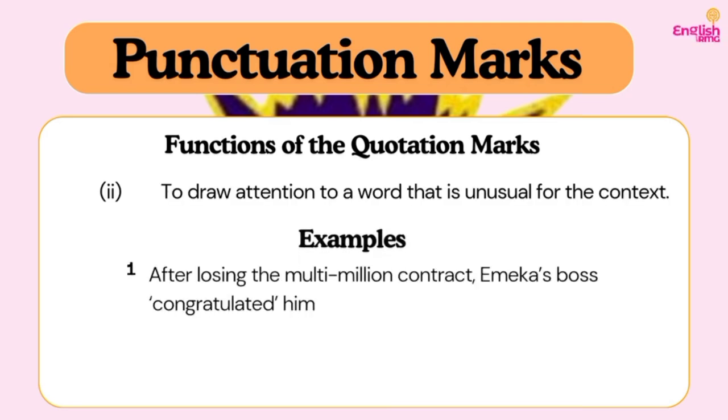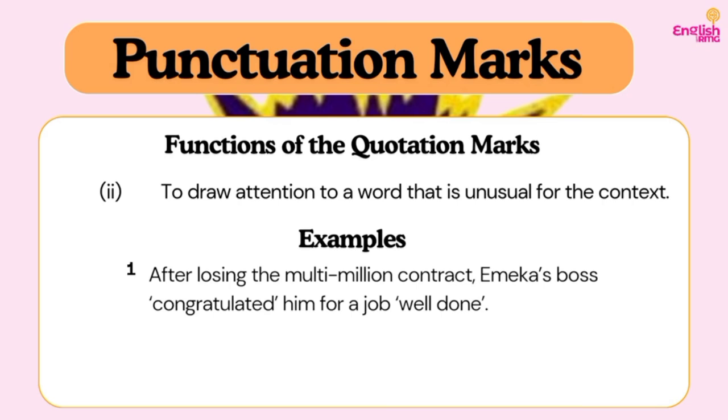So, for example, look at this. We have, after losing the multi-million contract, Emeka's boss "congratulated" him for a "job well done." So you can say that congratulated is in quote. Well done is also in quote. If someone should lose a multi-million deal, the person does not deserve to be congratulated. Do you understand? So now when we have Emeka's boss congratulated him, you could tell that congratulated does not actually mean congratulation. I'm using it for an unusual meaning.